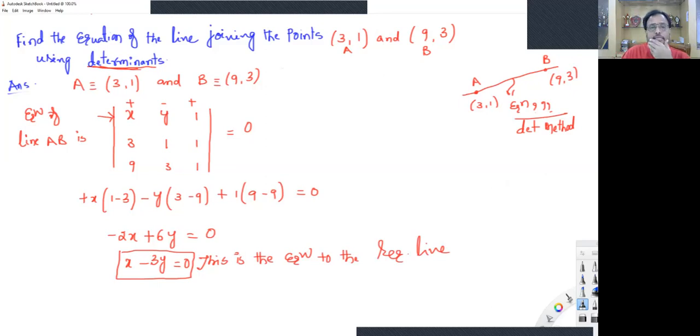So this determinant method is most important. Whenever we find the equation of a line passing through 2 given points, the first row's first 2 elements will be x y. Next, the first given point is x1 comma y1, the second point is x2 comma y2, and the third column is always 1. Since we are finding an equation, it is equal to 0.